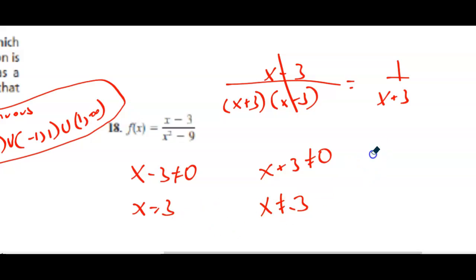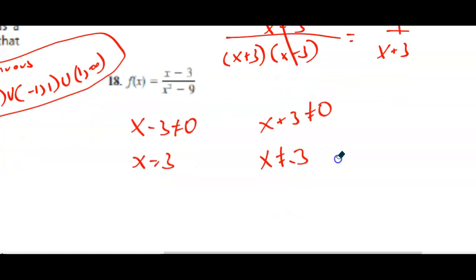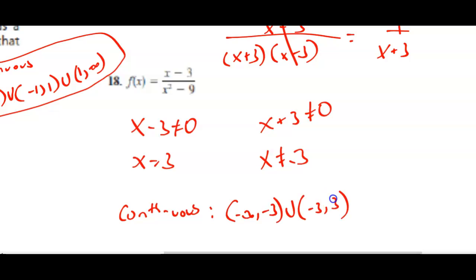So where is this continuous? Well, it's continuous at all values, except, and we just use the normal notation right here. So from negative infinity to negative 3, union negative 3 to 3, union 3 to infinity. Alright, let's continue with it on those intervals. Now, let's look at the next question.